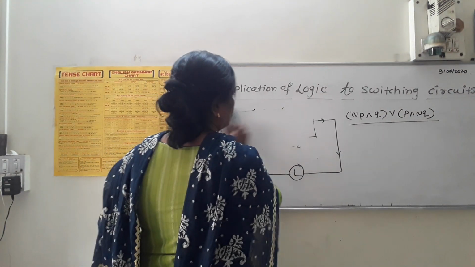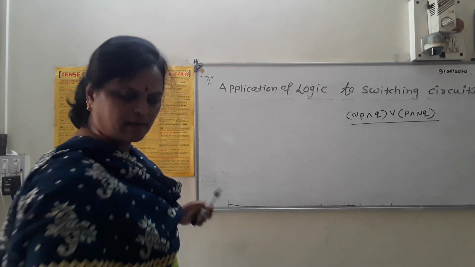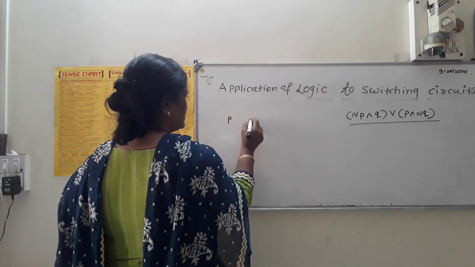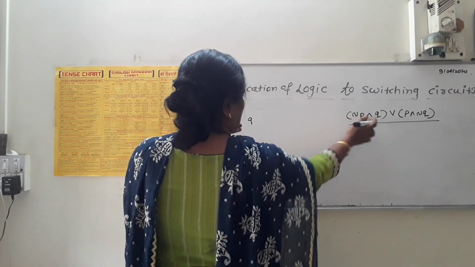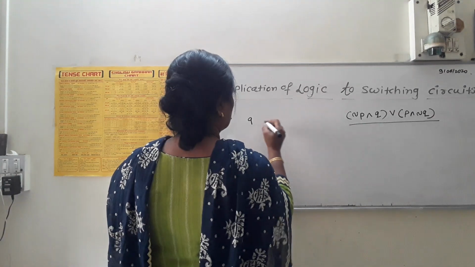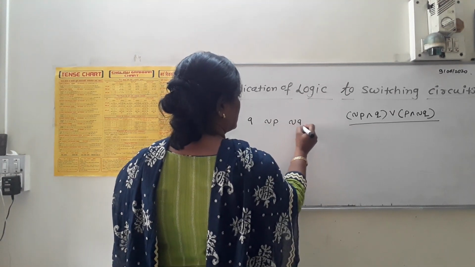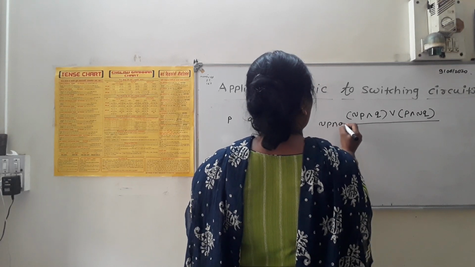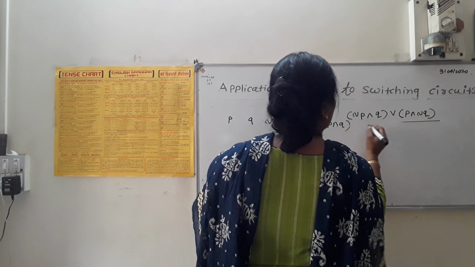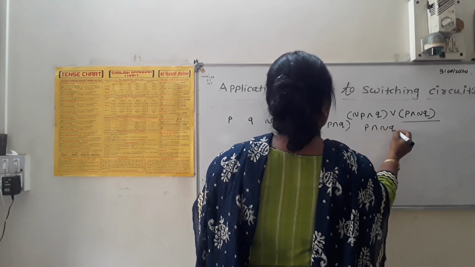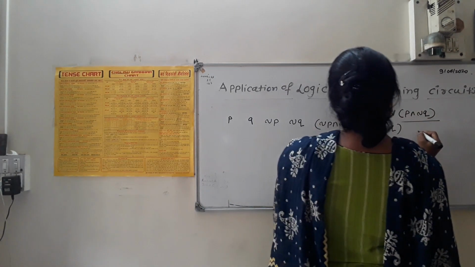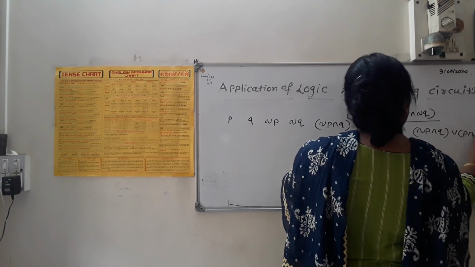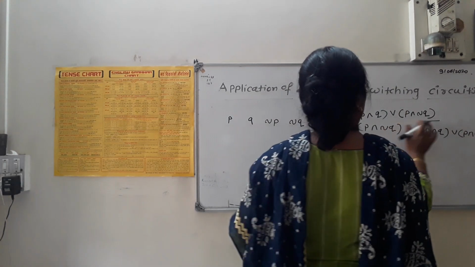Then we have to prepare input and output table like this. Here P and Q, two statements. P, Q, negation P, negation Q, again negation P and Q, and P and negation Q, and last negation P and Q, or P and negation Q. Okay.